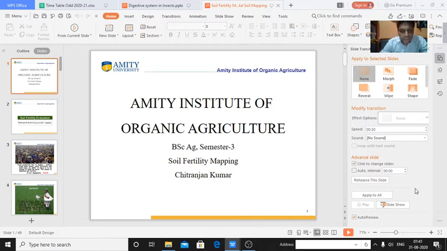In earlier classes, we studied about soil fertility mapping, and today we will study about digital soil fertility maps. How digital soil fertility maps are prepared, we will understand the different steps.